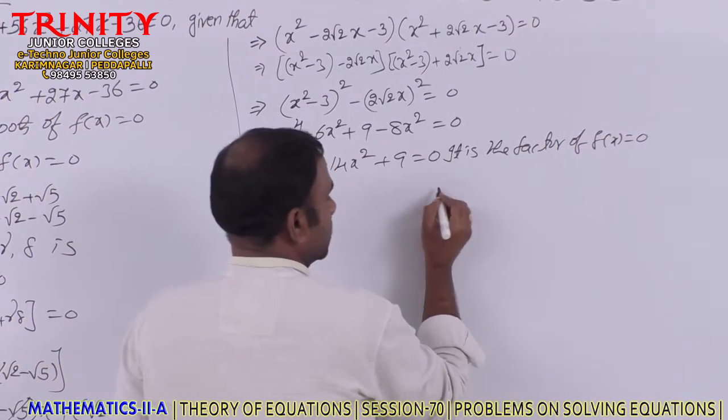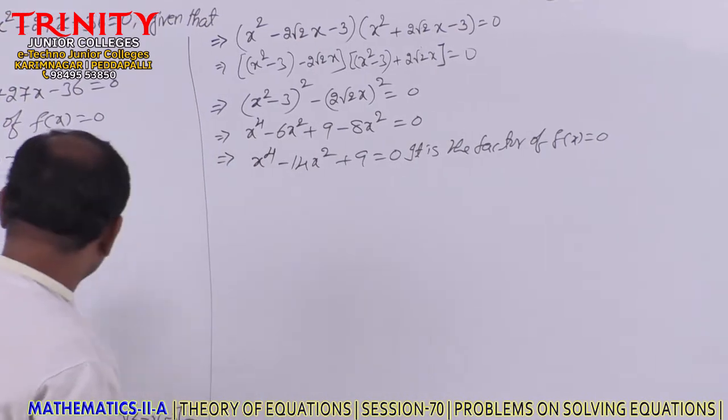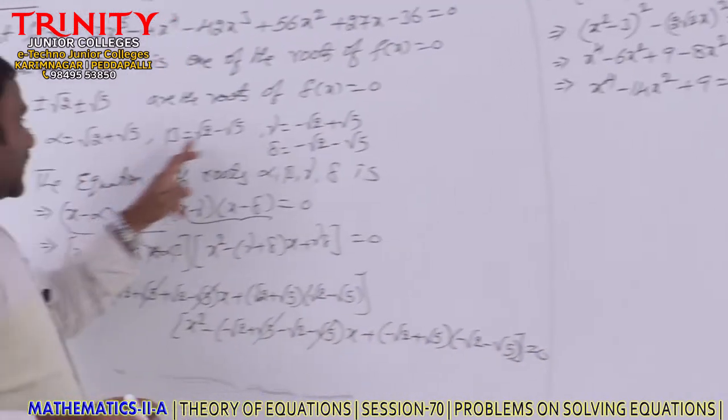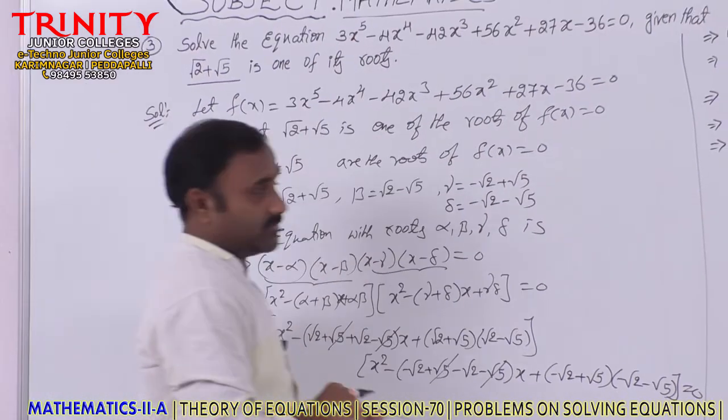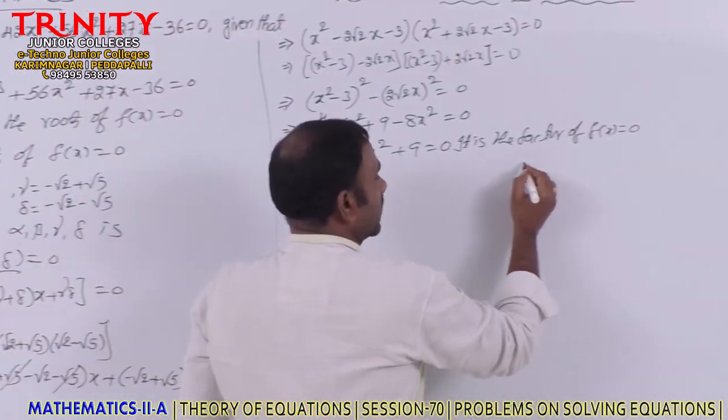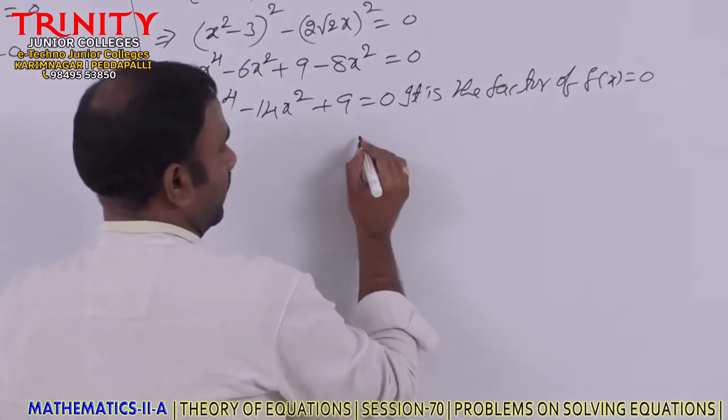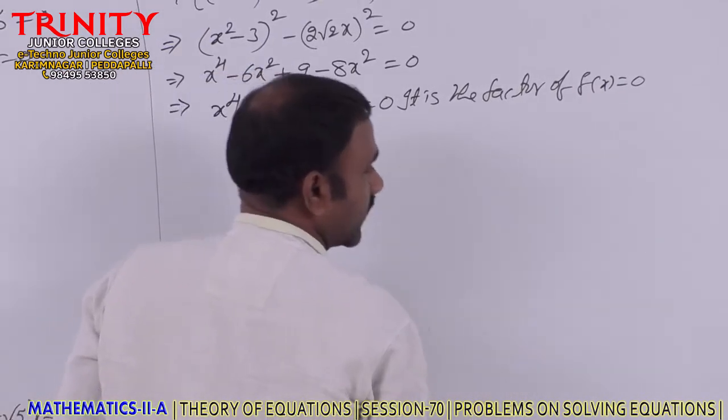Therefore, go for division. Why? Because we got the 4 roots only, alpha, beta, gamma, delta, but we required one more root. Why? Because it is a 5th degree polynomial. Go for the division algorithm.